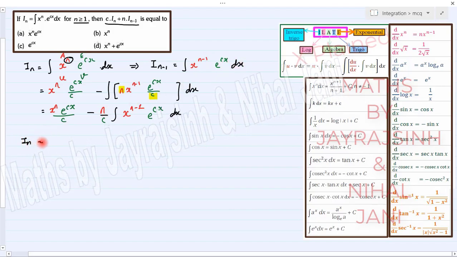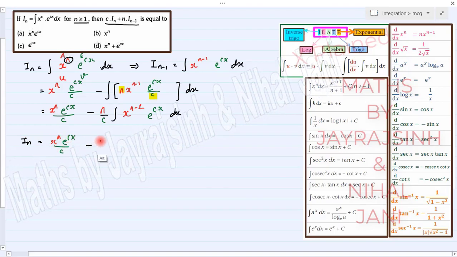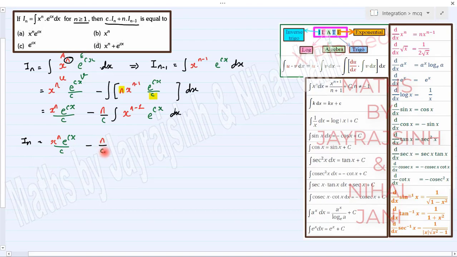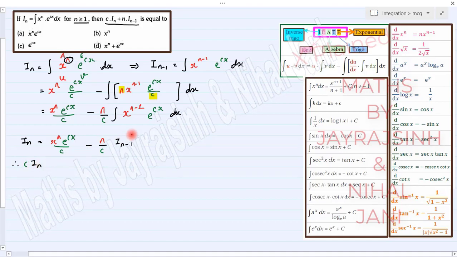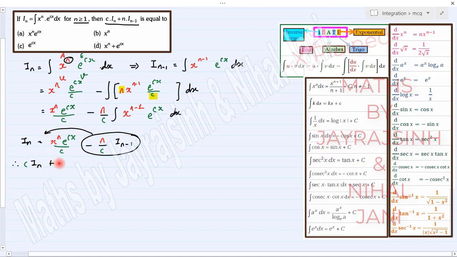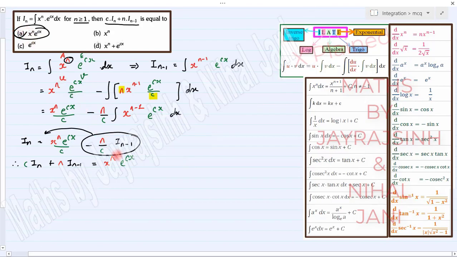So your In must be x raised to n into e raised to cx by c minus n by c into I of n minus 1. Now just rearrange the terms. c will go on the left side. We will get c into In, and this minus n into I(n minus 1) going on the left side will become plus n into I(n minus 1). So on the right hand side we will get x raised to n e raised to cx, which is given in option A. Ta-da!